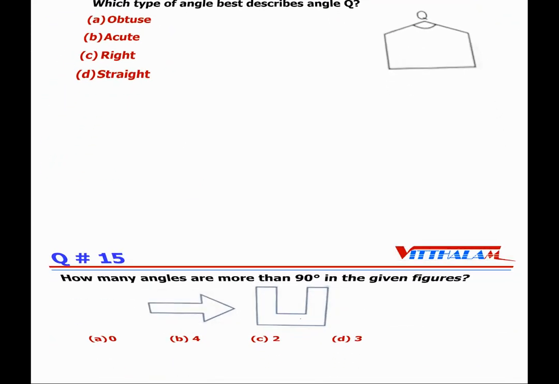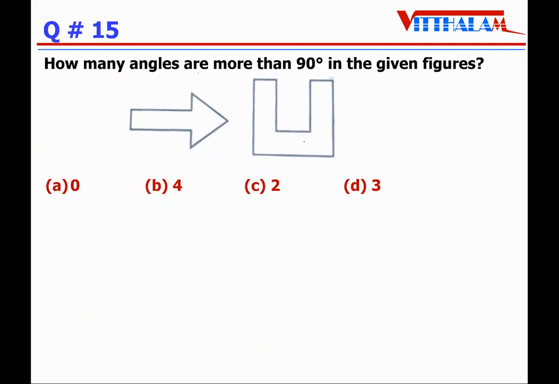Next. How many angles are more than 90 degree in the given figures? So more than 90 degree means it may be obtuse, even it may be reflex, but it should be greater than 90 degree. So let's find out, this is 90 degree. So this is first, this one is second.